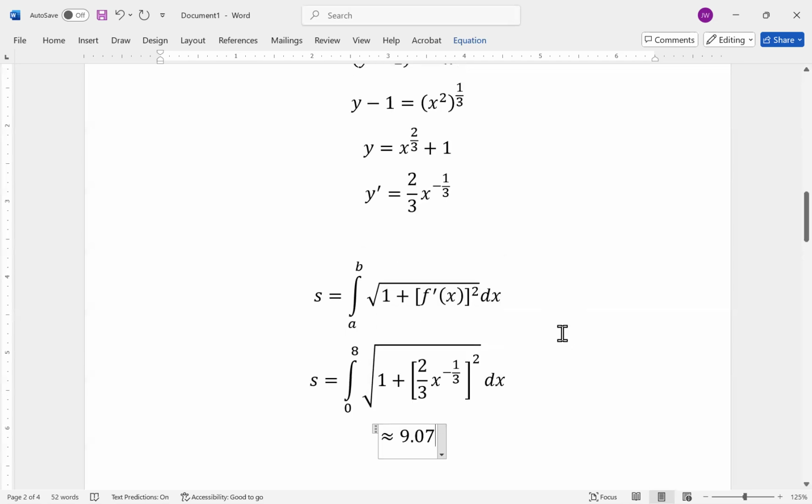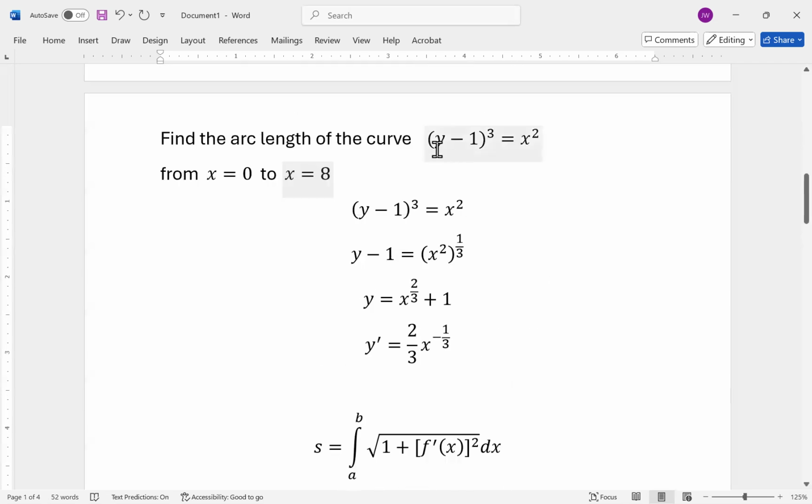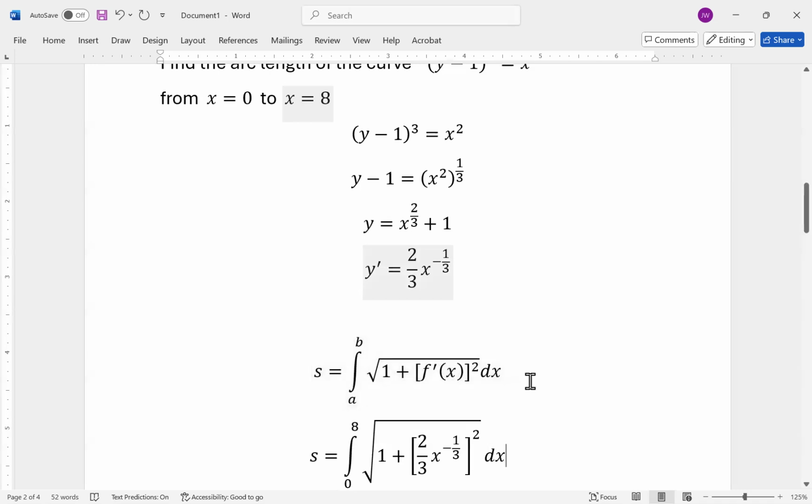The reason why your calculator took so long to come up with that approximate answer is because we are dealing with x to a negative power and it's underneath a square root, and with zeros, with negative powers, sometimes that can be tough to calculate. So we end up getting about 9.07. And again, all we had to do was solve for y and then take a derivative of that y. Then plug it into our arc length formula with the proper x bounds.